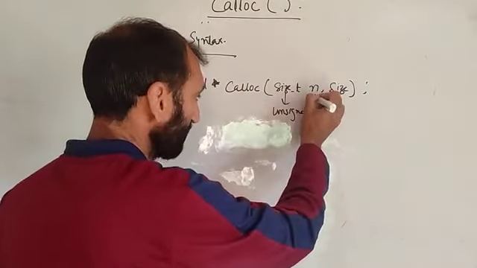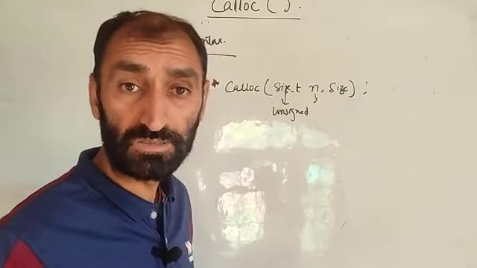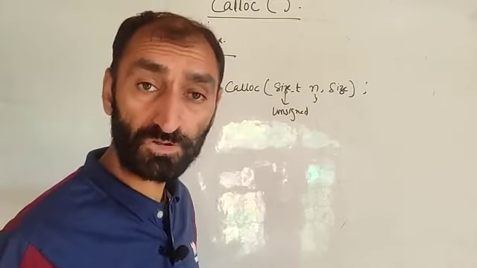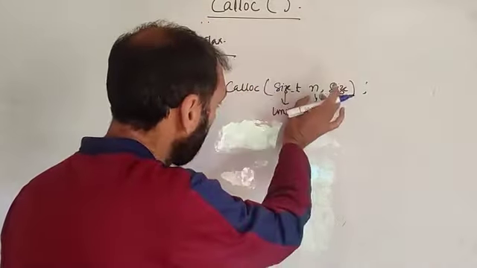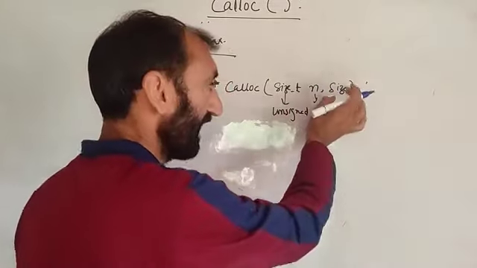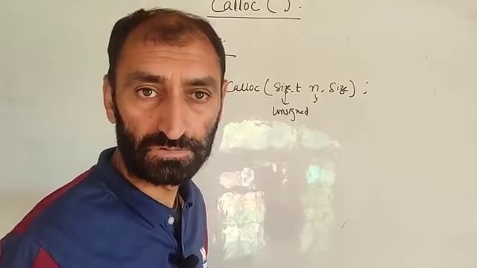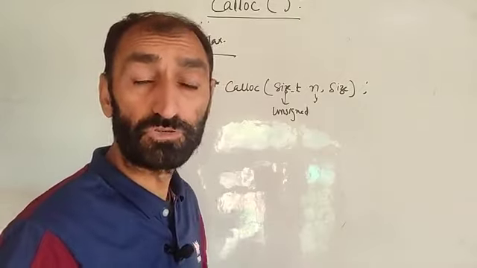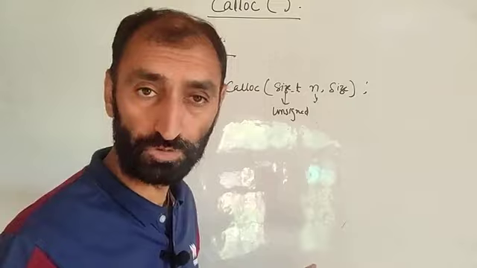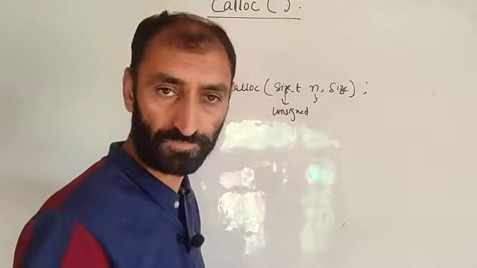And n means the number of blocks. How many blocks you want for that program? How many blocks you want the calloc function to allocate dynamically for the program? That is going to be specified by this n. And size is simply the sizeof operator. Sizeof int, whether you want to store integers, characters, or floats. That means that size is going to be allocated by this calloc function.